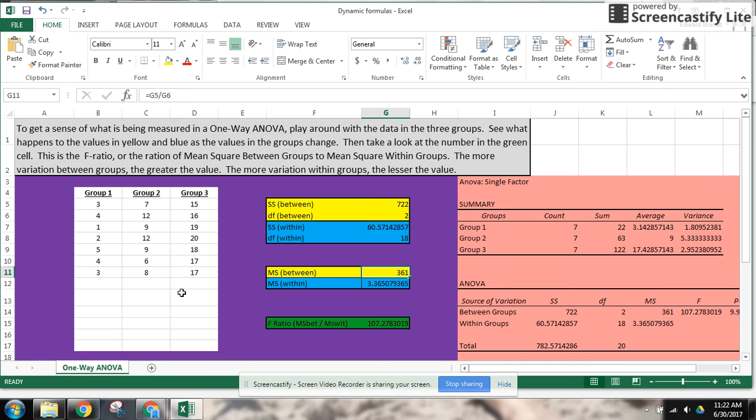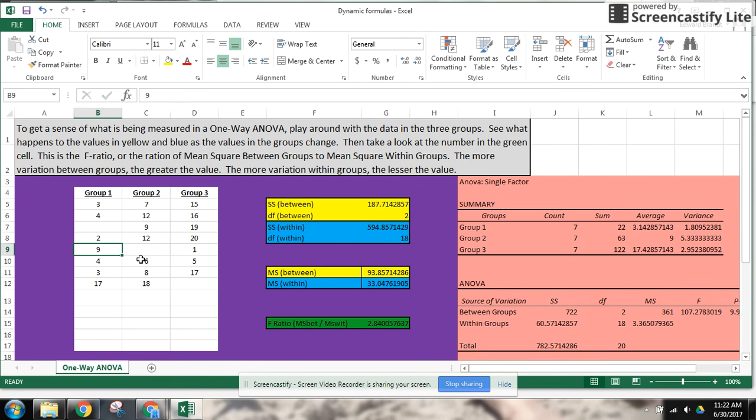Right now, this is set up so that the F ratio is pretty large. 107.27 is a fairly large F ratio. And we're going to talk about that in a second, what that means. But let's take a look at the data here. Let's say, for example, I move the data around so that some of the values that are in the higher end get dispersed in some of the other groups, and some of the values in the lower end get dispersed in these groups as well.